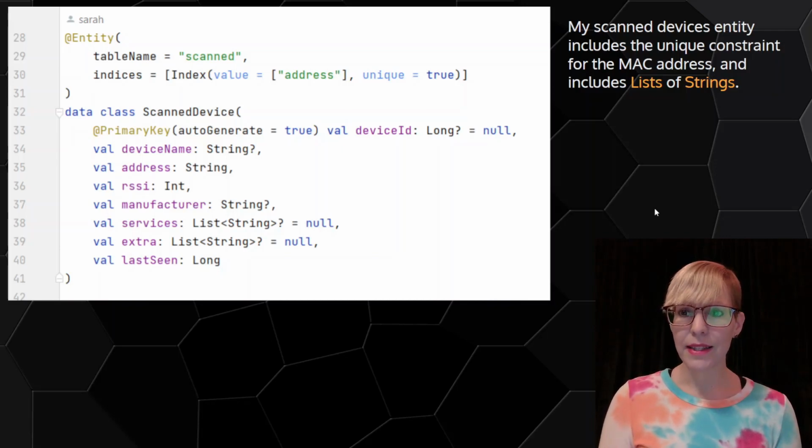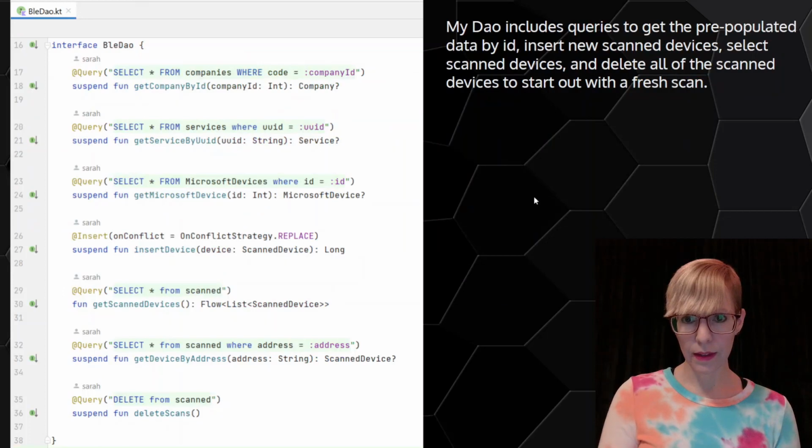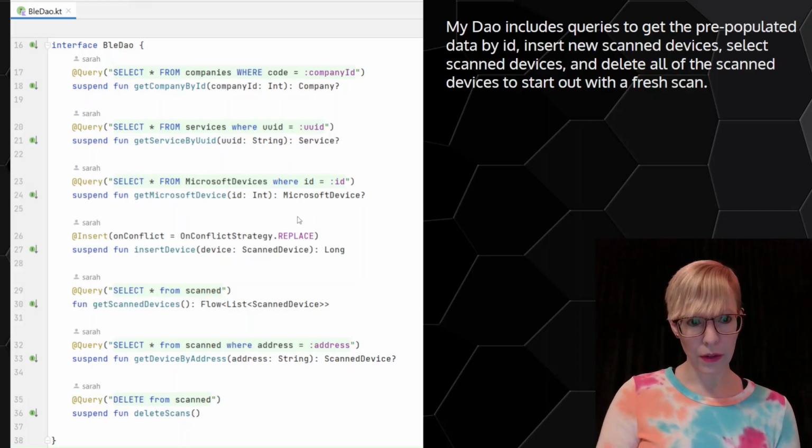My scan devices entity includes the unique constraint for the MAC address and also includes a list of strings. So here we've got the constraint, we've got our primary key, and we've got the list of strings. My DAO includes queries to get the pre-populated data by ID, insert the new scan devices, select scan devices, and then finally delete all of the scan devices to start out with a fresh scan.